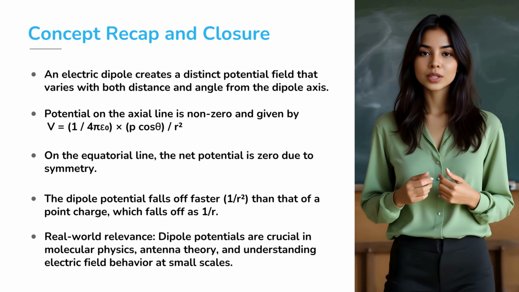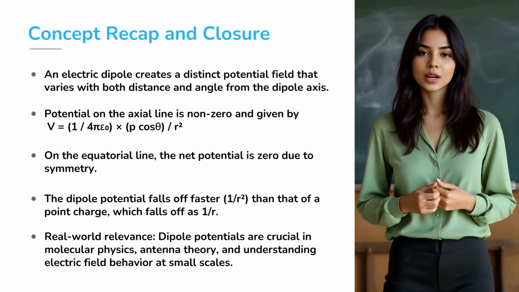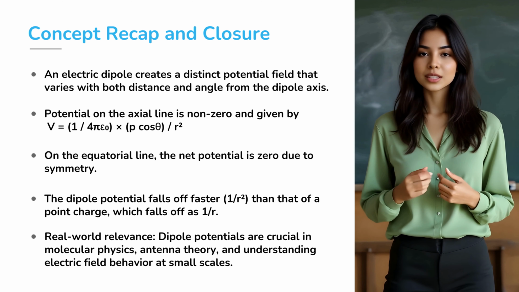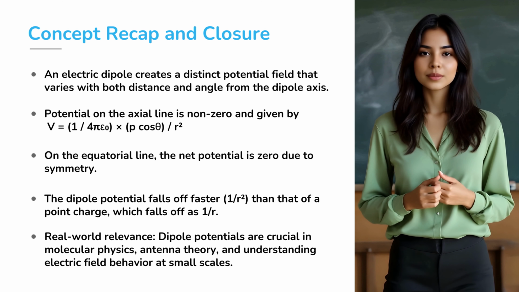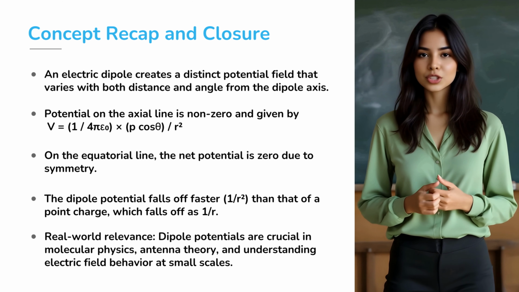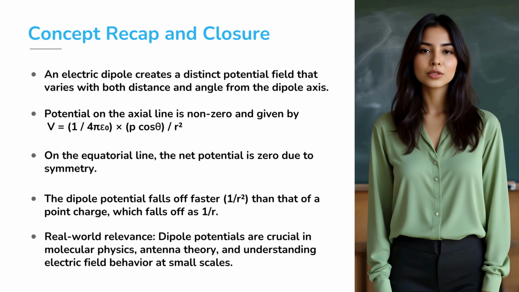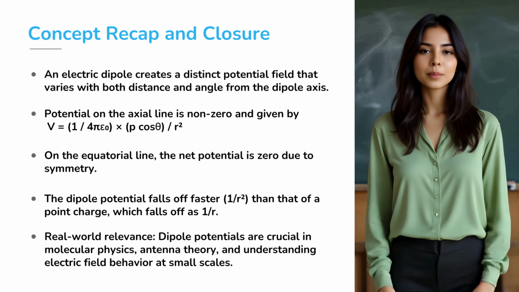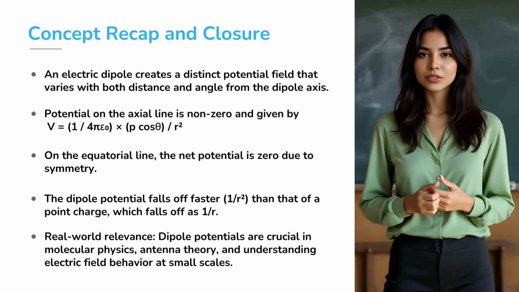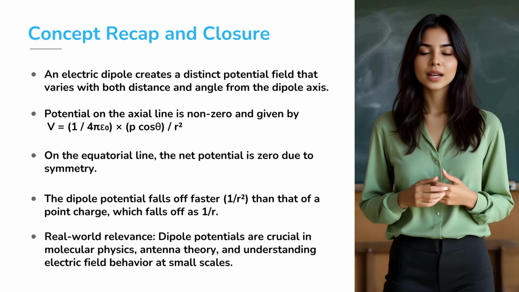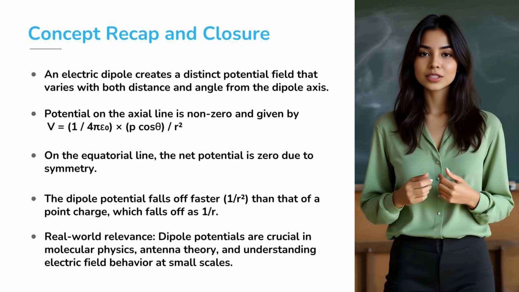And for general points in space, the same formula applies, where cosine theta determines how much influence the dipole has in that direction. The dipole potential falls off quickly, much faster than a single charge, making dipoles perfect models for molecules, dielectrics, and even radio antennas.